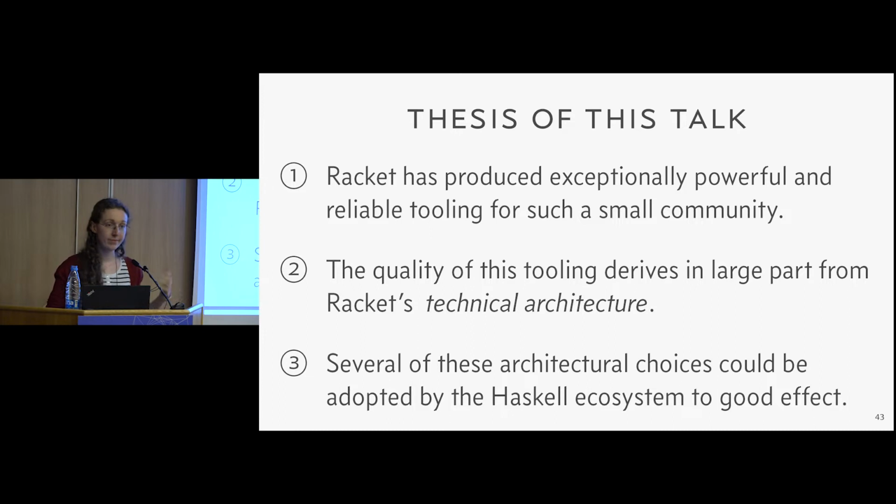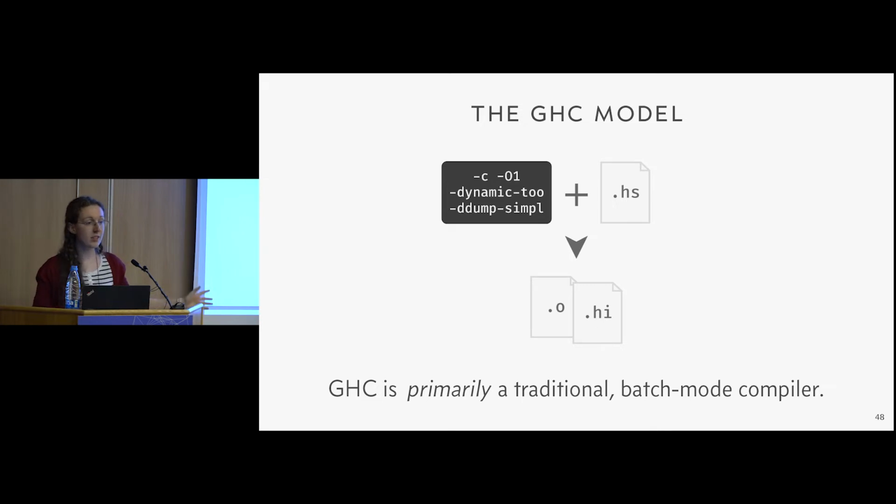So the actual payload here is not going to be very complicated, but it requires understanding the difference between how GHC and Racket see the world. So in GHC's world, in order to compile something, we give it some set of modules, we give it some input file, we run it, and we get some files out. This is the way that we see GHC. Now, obviously, there are some variations in this. GHC has a make mode, but for the most part, GHC is a traditional batch mode compiler. You feed it files in, you get files out, you link them together, and you get an executable.